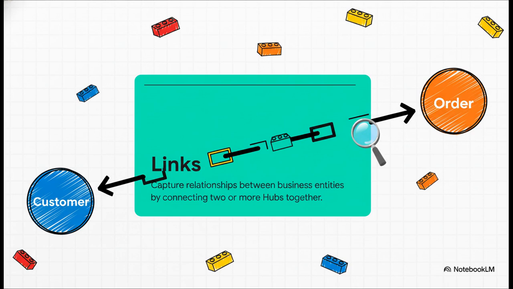Okay, so you've got your Lego bricks. Next, you need links. And links do, well, exactly what they sound like. They connect the hubs. A link captures a transaction or a relationship. It's the piece that says this customer ID is connected to that order ID. It's the little connector piece that snaps your Lego bricks together.